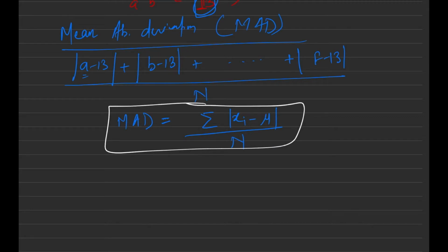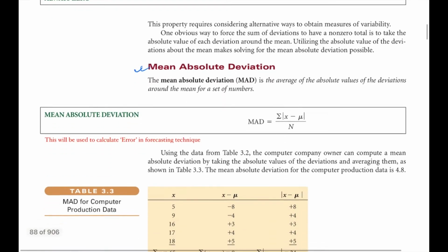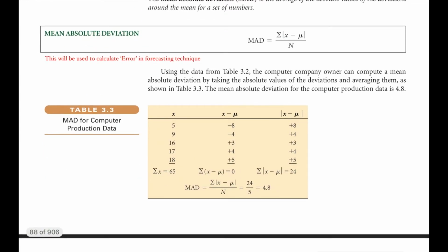Yeah, I can write the formula like that: xi minus mu is nothing but your average, and then you take the mod of that. You do this step for all i's, i is equal to 1 to n, and then you divide by n. This is your mean absolute deviation. Absolute because we are taking the absolute value, and deviation because you are subtracting it from the actual number. So this is the first concept, mean absolute deviation, MAD.